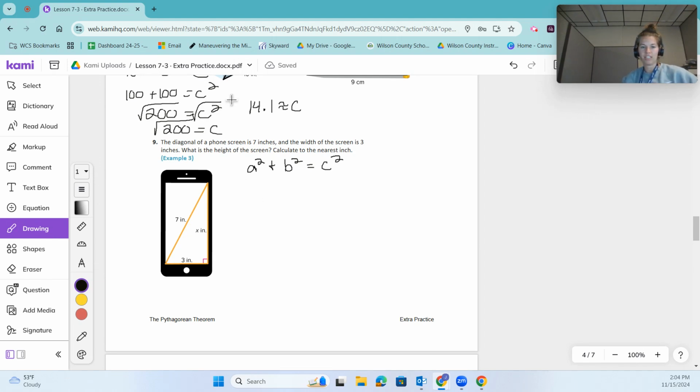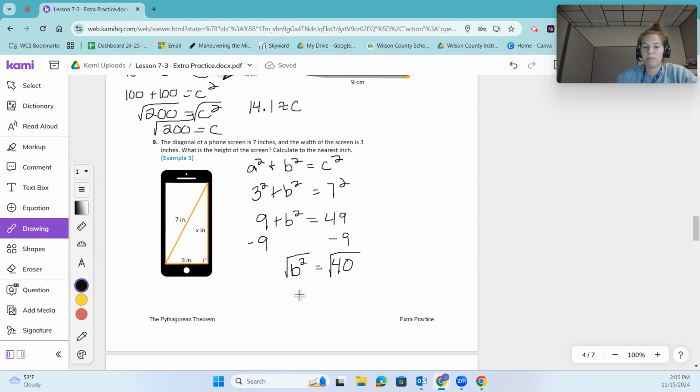So we have 3 squared plus b squared equals, okay, 7 squared. Okay, so here 3 squared is 9 plus b squared equals 7 squared, which is 49. Okay, now in order to solve this problem, we're going to try and get b by itself. So we need to subtract 9 from both sides, and we get b squared equals 40. Okay, then we take the square root of both sides to figure out what just b is.